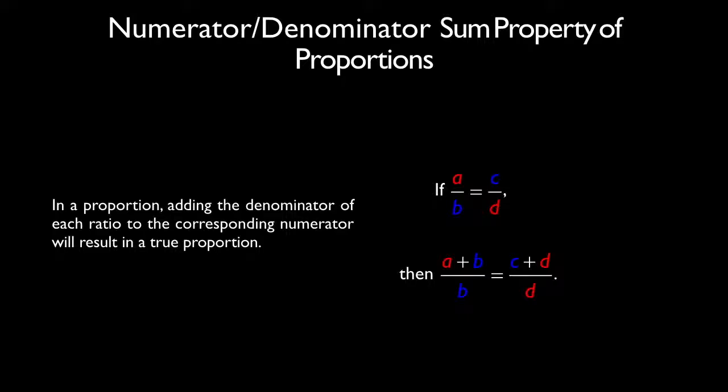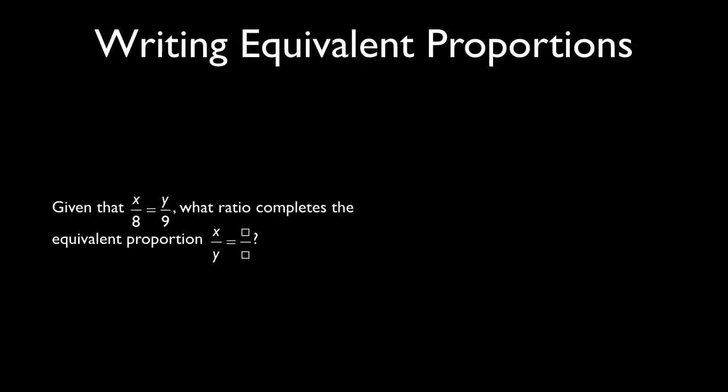Okay, so now let's kind of use this really quick. Let's write an equivalent proportion. So we're given that x over 8 is equal to y over 9. What ratio completes the equivalent proportion x over y is equal to some other ratio? Let's blow this up and take a look at it. Now, what I'm noticing here is that the y has moved from the upper right to the lower left. And now it's overlapping that 8. That's ugly. So I'm just going to move the 8 out of the way for now.